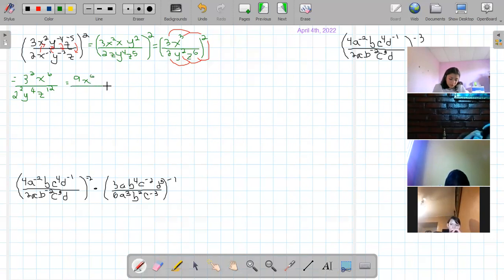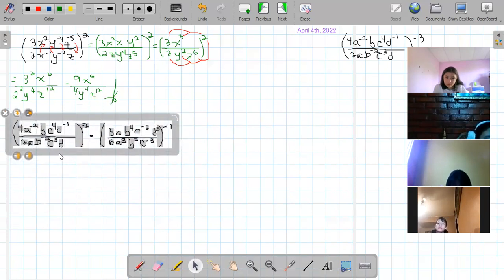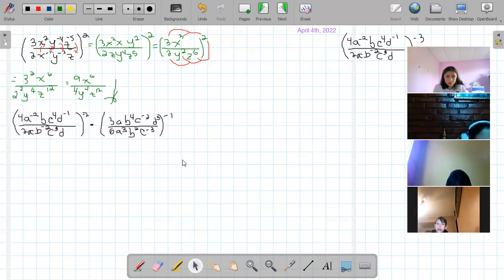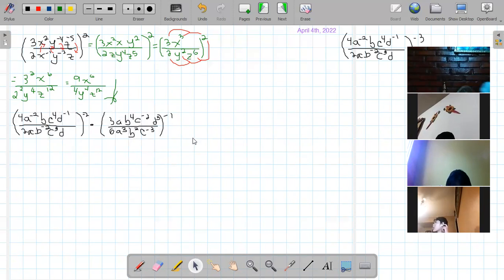And how much is 2 to the square? 4. And I copy the variables just as they are with the exponent that they have without changing anything, because the only thing that I did was to simplify the coefficients. Now that is my final answer. Questions? No questions. We're good, 100% good. Okay, then let's go with the next exercise.